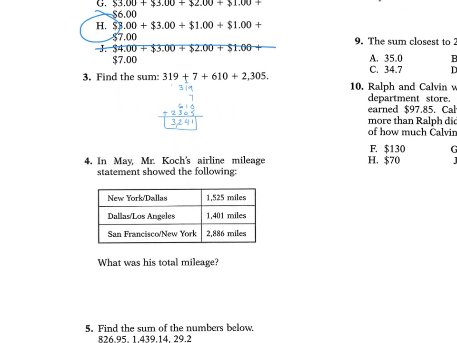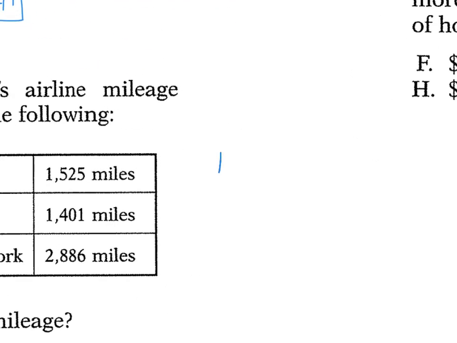Number 4, in May, Mr. Cooch's airline mileage statement showed the following. What was his total mileage? So we need to add all of these up. So we're going to line them all up. We have 1,525, 1,401, and 2,886.